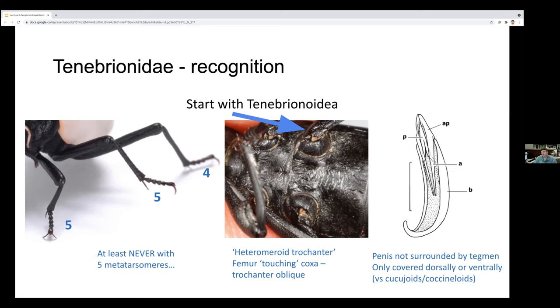And also the male genitalia. So in most beetles, the genitalia, right, there's the tegmen that kind of surrounds where the penis comes out. Within Tenebrionoidea, the tegmen isn't a complete loop. It's only sclerotized on one side. So for instance, here we have this penis that comes out here, but the tegmen here is only sclerotized either above or below, and that kind of has this membranous bit here. And so that's going to separate it from cucujoids and coccinelloids as well. Okay, so those are just 3 characters for Tenebrionoidea, right?